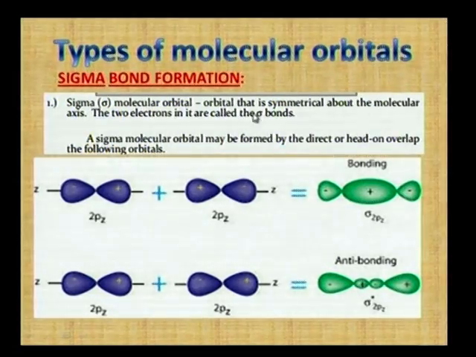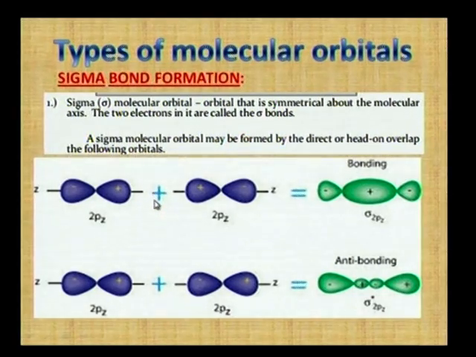A sigma molecular orbital is an orbital that is symmetrical around the molecular axis. The two electrons in it form a sigma bond. A sigma molecular orbital may be formed by direct or head-on overlapping. Here, for example, the 2pz orbital is taken as the internuclear axis. Two 2pz orbitals undergo head-on overlapping and result in the formation of a sigma molecular orbital.